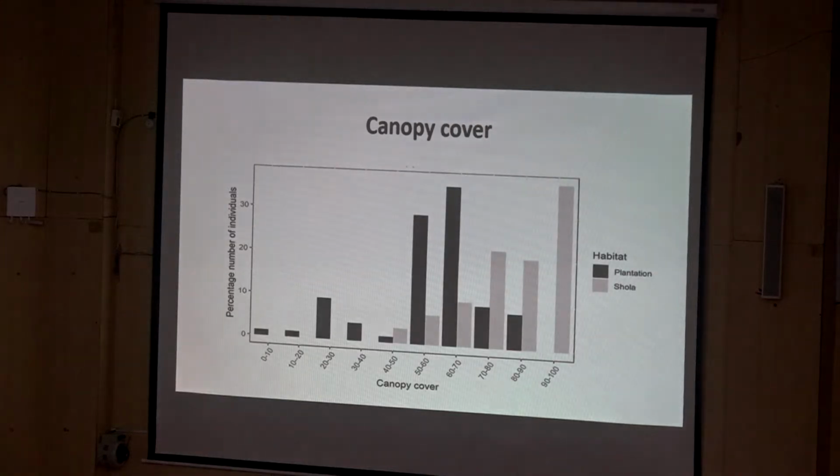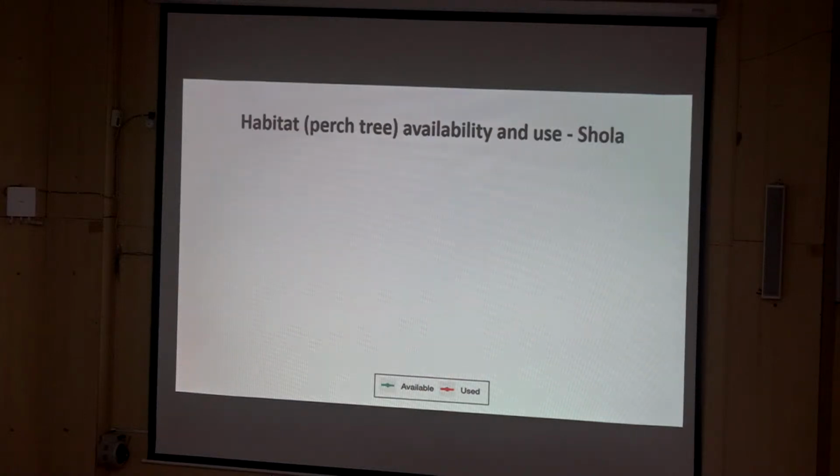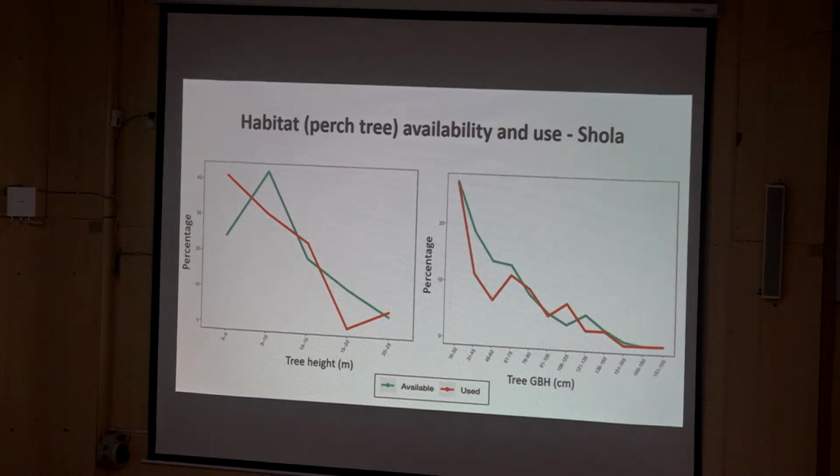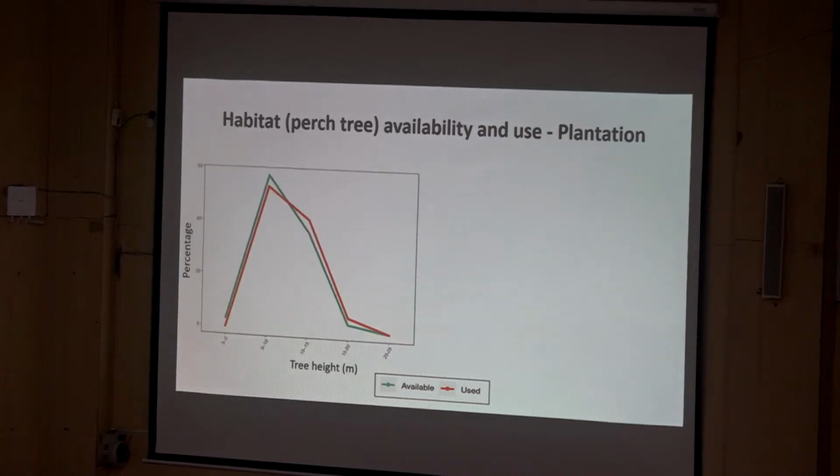Coming to canopy cover, in the shola forest, the lizards are using higher canopy cover areas. In plantations, the canopy cover used is from 50 to 70%. This could be because of availability, and also maybe to escape from the terrain. Since most of the individuals were found on the trees, we compared the use and availability of trees in the habitat, based on the tree height and tree GBH. We found that in both habitats, the use is in proportion to the availability.